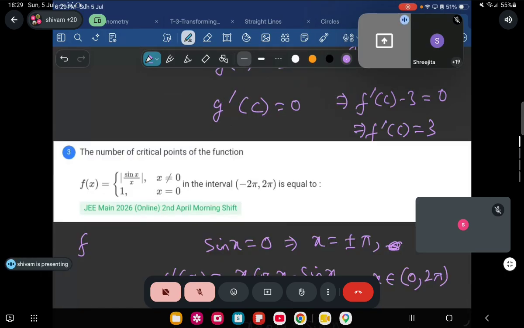See, if you differentiate, it will be dy/dx of |sin x|/x, na? Are you getting? And it will be equal to 0 for x equal to 0. I'm saying we will get one critical point from 0. Yes, I understood. So from here, we have got 3 points and 2 points from there. So 3 plus 2, 5.